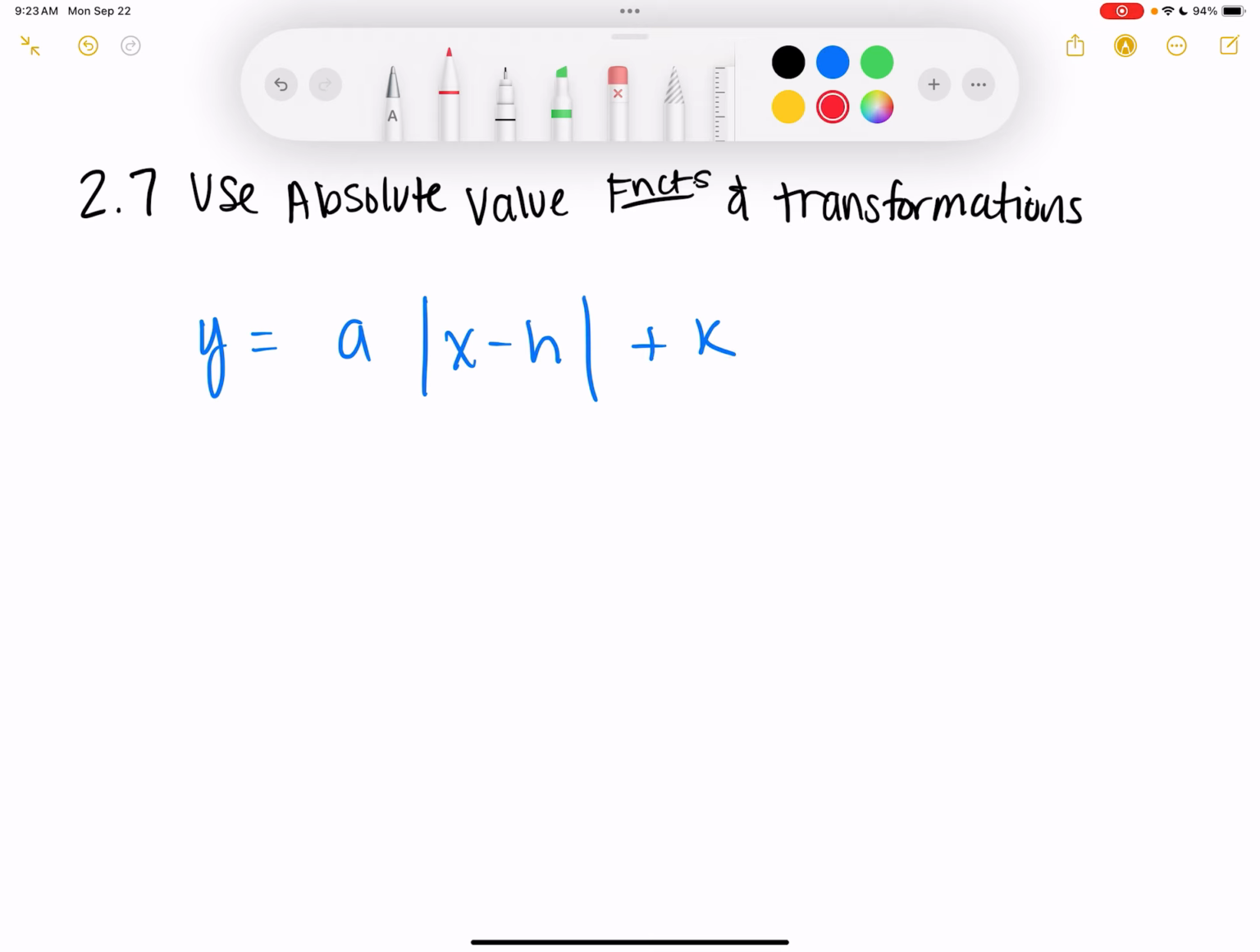The h tells you if it's going left or right. It goes opposite the direction of the sign. K is up or down. It goes the same direction as the sign. And then A tells you if it is a stretch or compress.